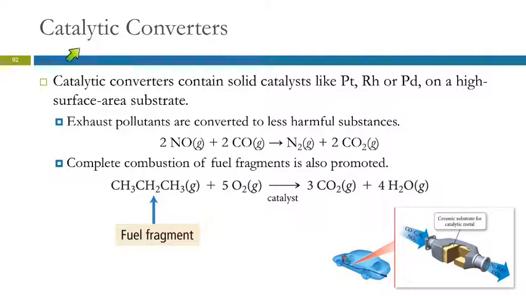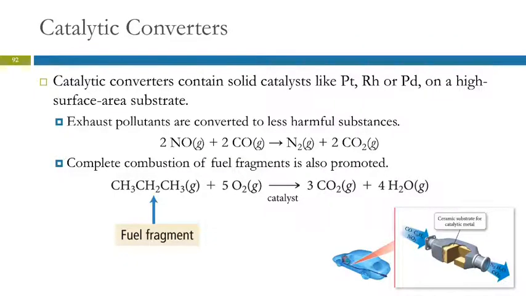Your car, since we're in California, has a catalytic converter. Catalytic converters are going to contain solid catalysts such as platinum, rhodium, or palladium on a high surface area substrate. So something that's kind of spongy looking. It's going to have a large surface area so that it can take care of more of the exhaust pollutants in a reasonable amount of time. So exhaust pollutants, nitrogen monoxide and carbon monoxide, get converted to less harmful substances, nitrogen and carbon dioxide.